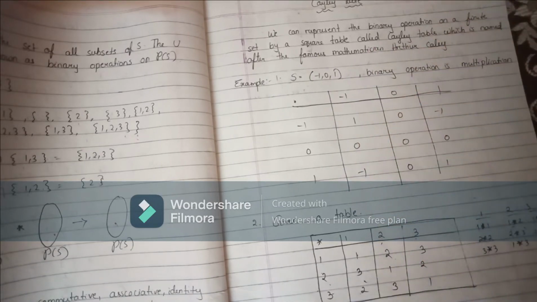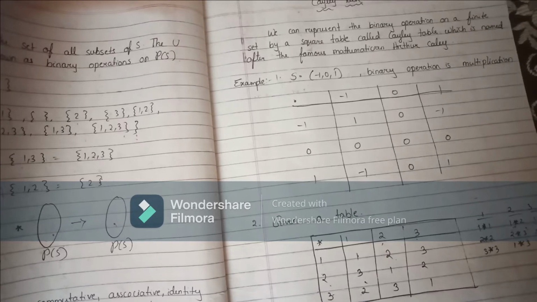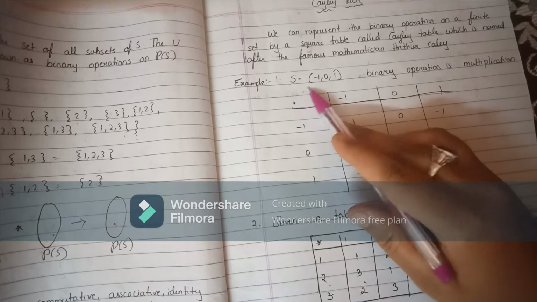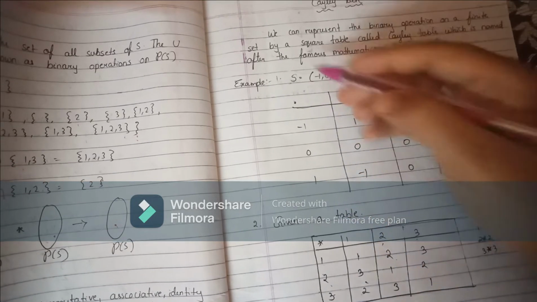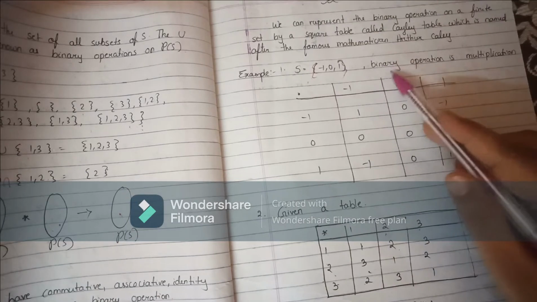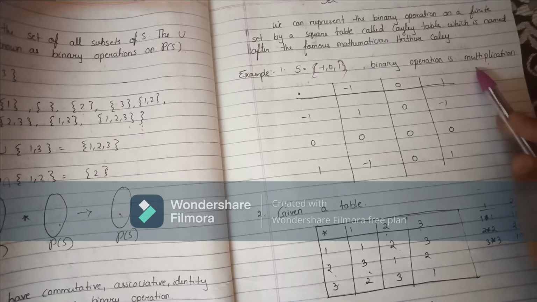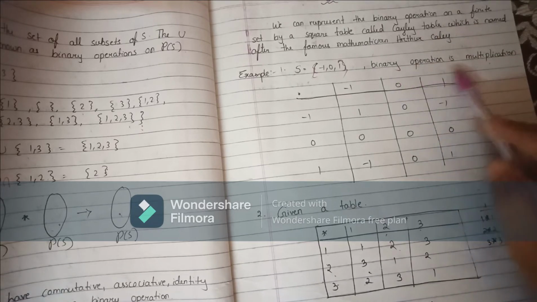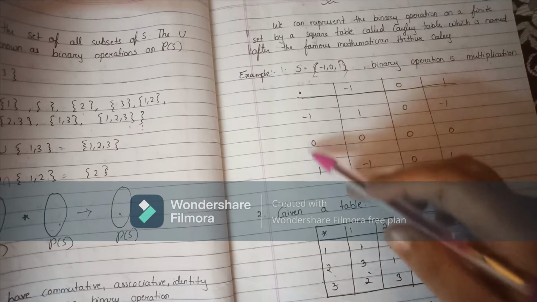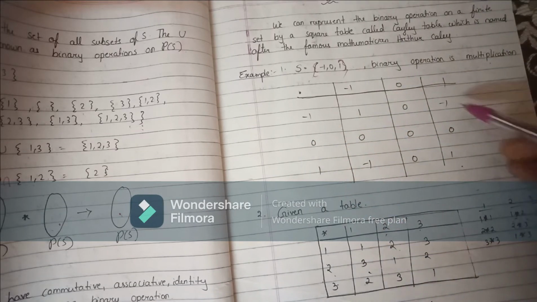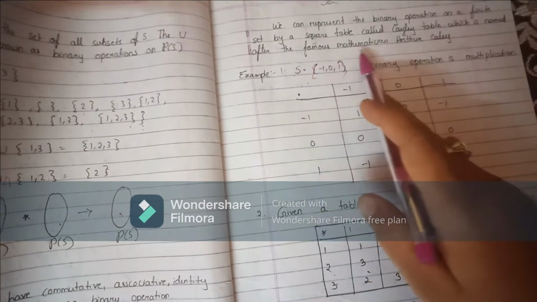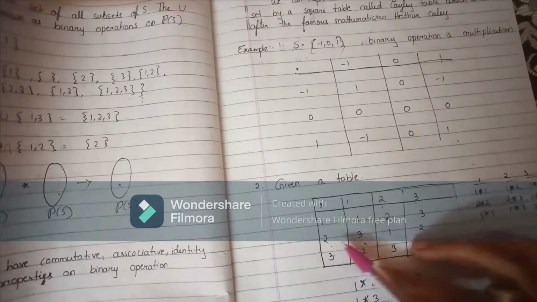Now you know that the set of natural numbers is infinite and integers are also infinite, but here you can represent a binary operation on a finite set. Look here, this is a set, S equals {-1, 0, 1}. This is the given set, and the binary operation is multiplication. That means it is closed, so we need not prove the closure property. So this is a closed binary operation, multiplication, and we can represent it on a table. This is called a Cayley table, named after the famous mathematician Arthur Cayley.